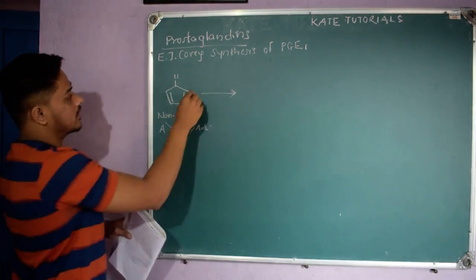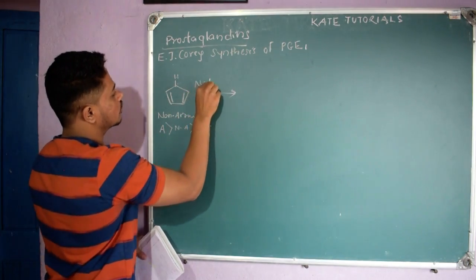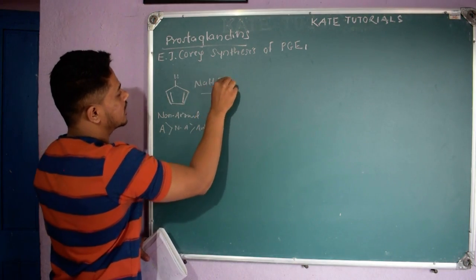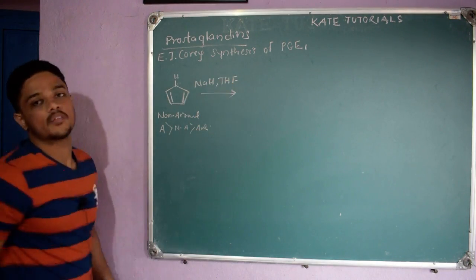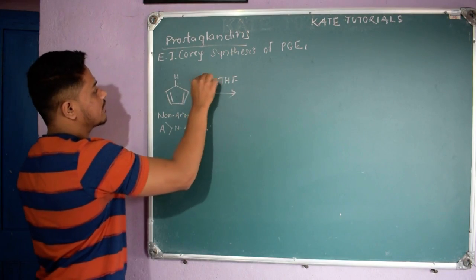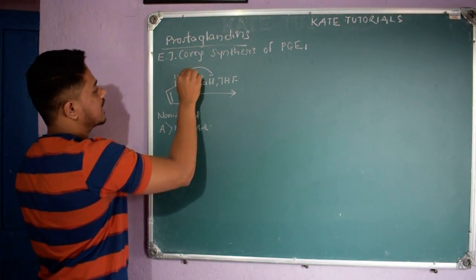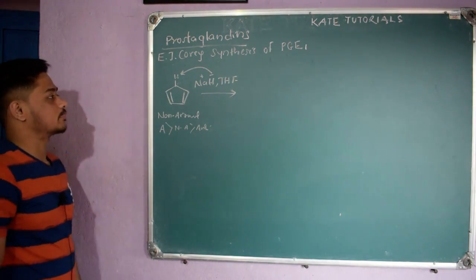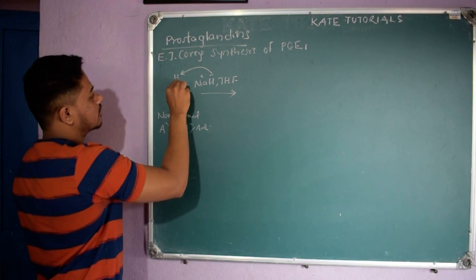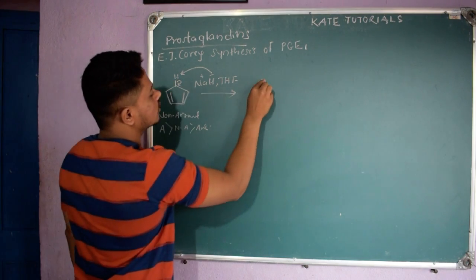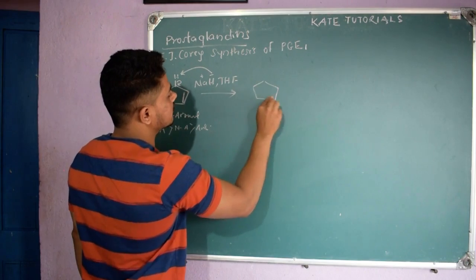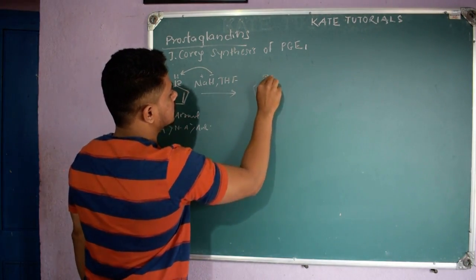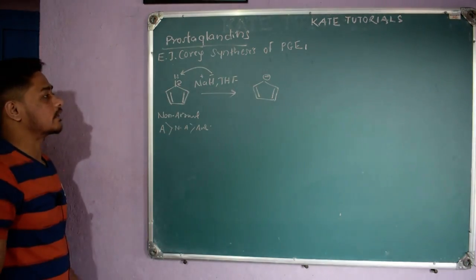So here he used a base, sodium hydride, in the presence of THF, tetrahydrofuran, which is a solvent. So this is Na plus, H minus. The H minus will take this proton, H plus, so the electron density will be on this carbon. So what we get is a negative charge, and this is nothing but an aromatic compound.